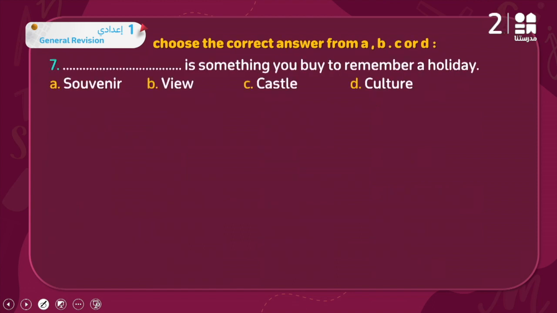Now, number 7. Space is something you buy to remember a holiday. Souvenir, view, castle or culture. Souvenir is a memento gift, view is scenery, castle, and culture. Definitely I buy souvenirs.